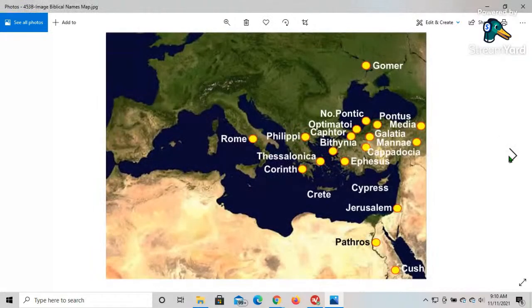And these are very familiar names if you read the Bible. Philippi, Thessalonica, Corinth, Bithynia, Pontus, Galatia, Media, Cappadocia, Ephesus, Cyprus, Crete, Jerusalem. And here we have Cush down here, Gomer up here. And that's correct. Okay. Remember, Cretians are always liars. But they're descended from Javan, which we'll see in a little bit as time goes on.